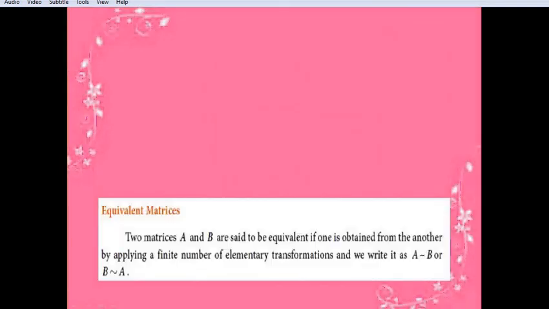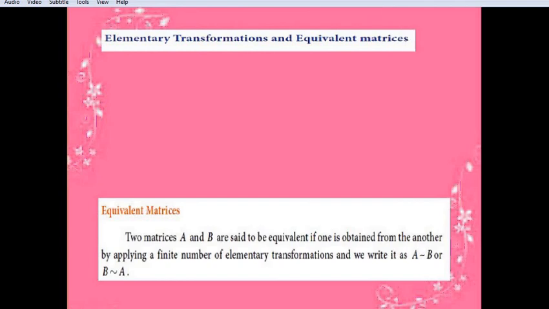Row 1 is represented like R1, row 2 like R2, row 3 like R3, and columns C1, C2, C3, C4 we can write like that. Elementary transformations and equivalent matrices.